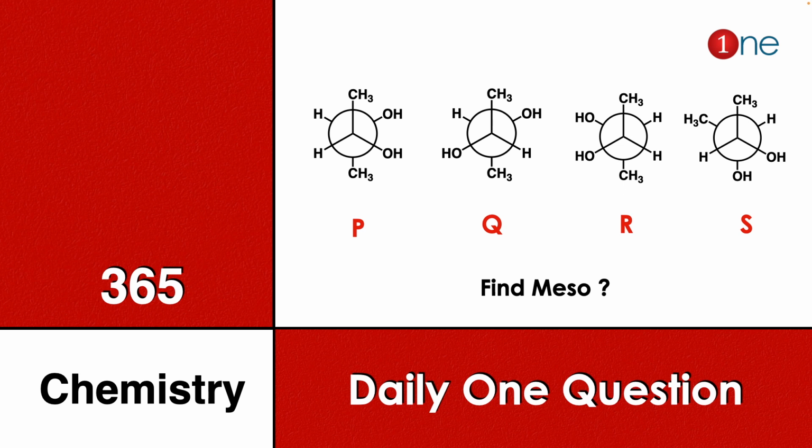Daily one question for you. Here a diol compound is given with different conformations P, Q, R, S. P and R are diols in Gauche form, and Q is in anti form. Here all differ in the syn and anti positions. Among the four, you have to find which one is the meso compound.